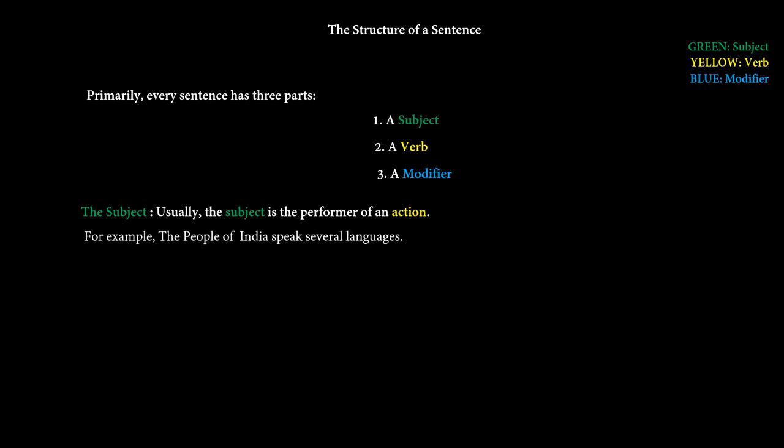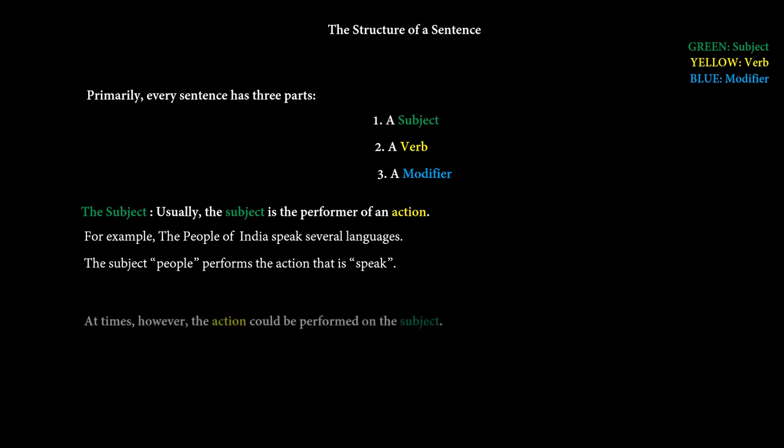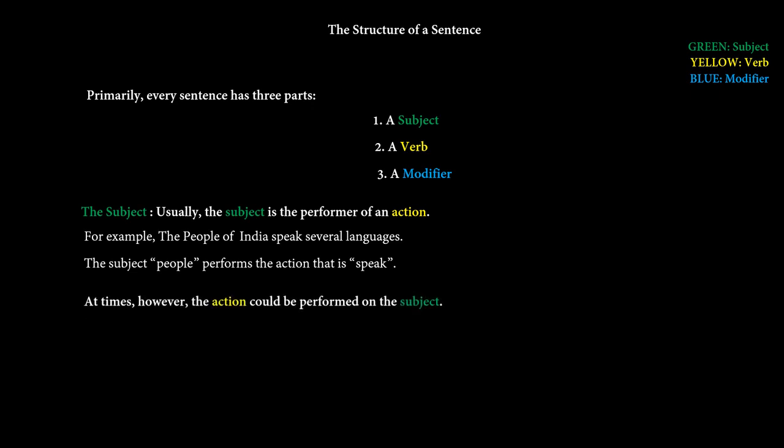For example, the people of India speak several languages. In this sentence, the subject is people and the verb is speak, and the subject performs the action, that is, speak. At times, however, the action could be performed on the subject, in the sense someone else performs the action on the subject.